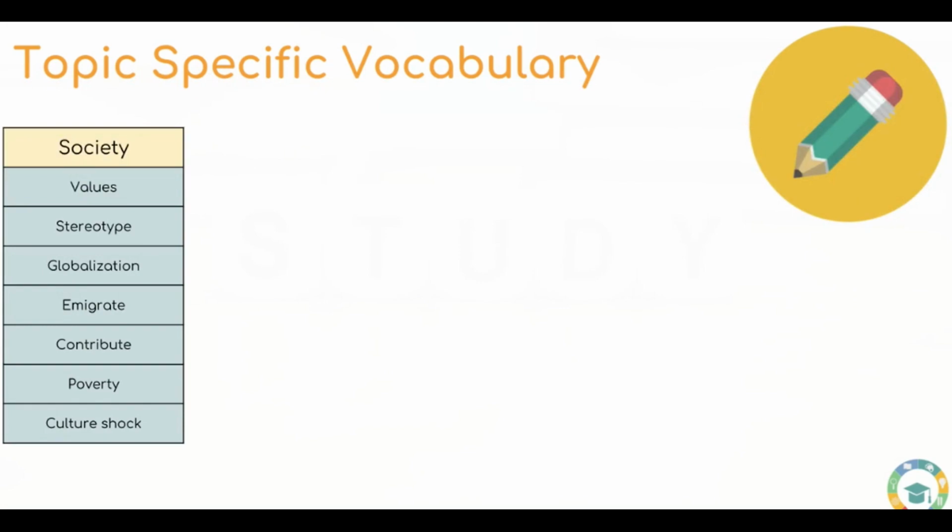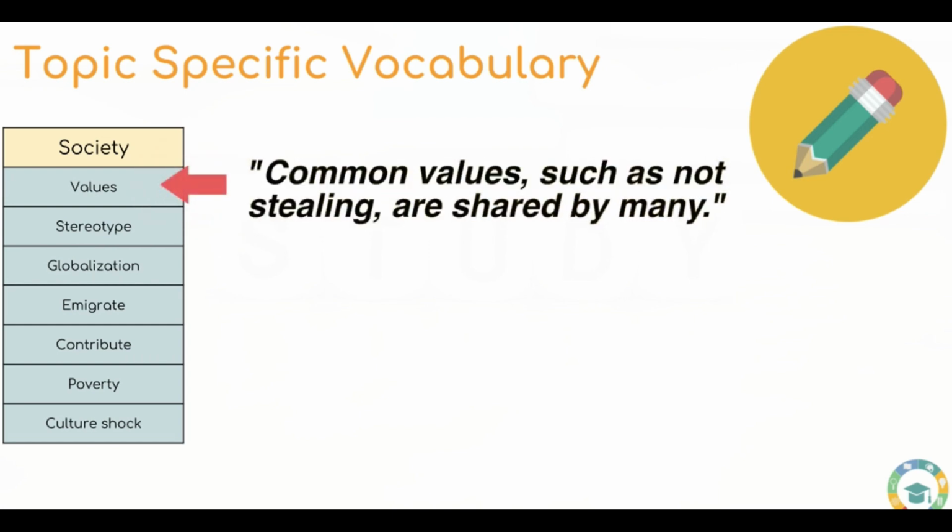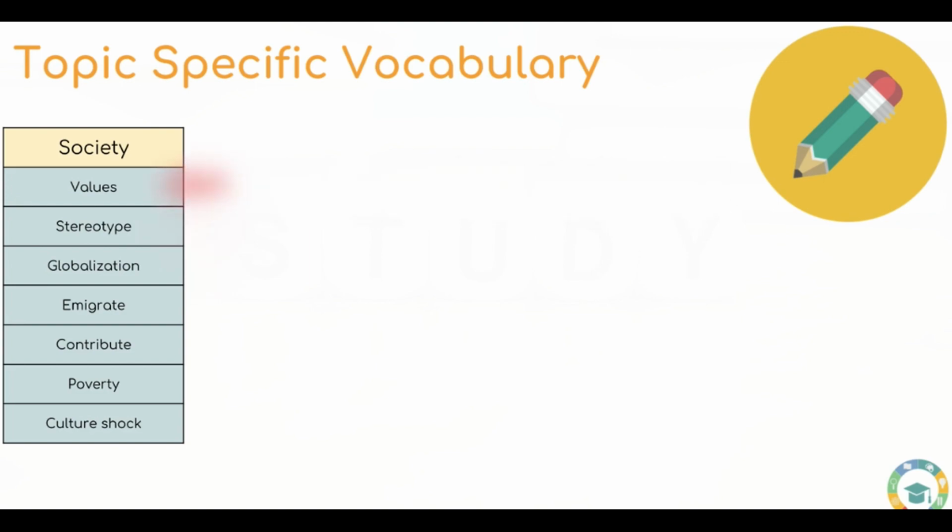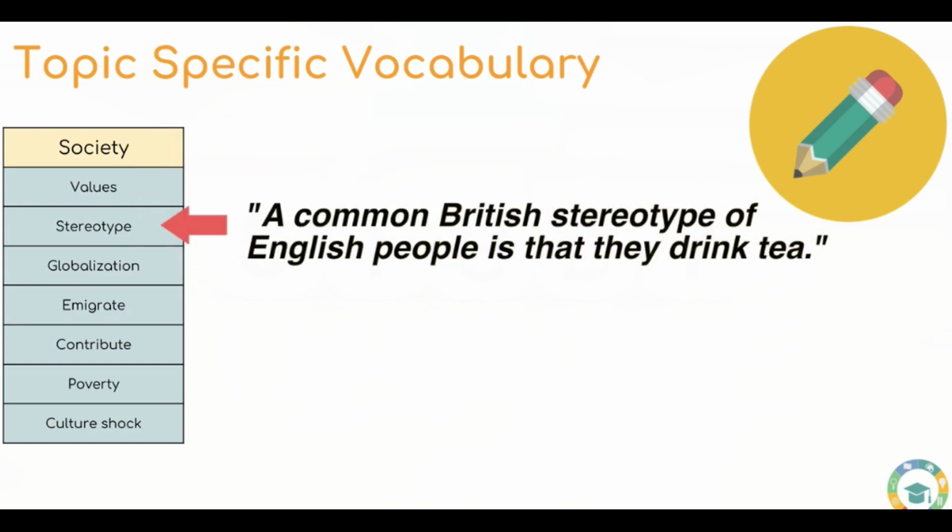And here is a short list of vocabulary all about the common topic of society. Here's the first example. Common values such as not stealing are shared by many. A common British stereotype of English people is that they drink tea.